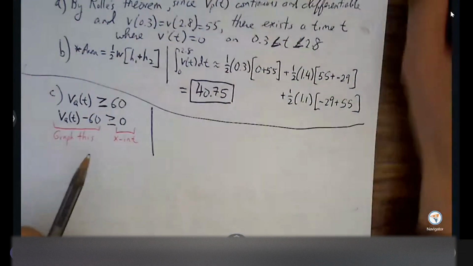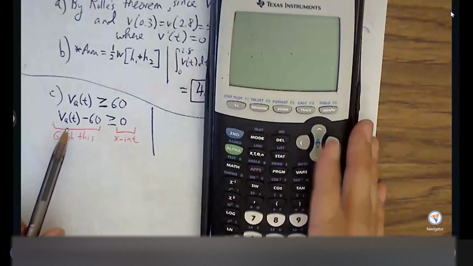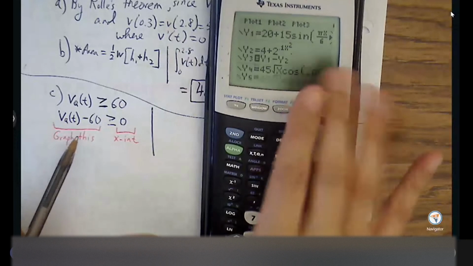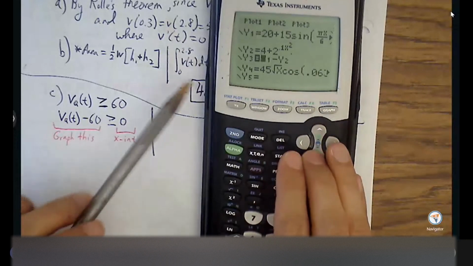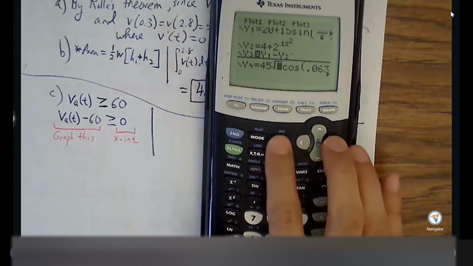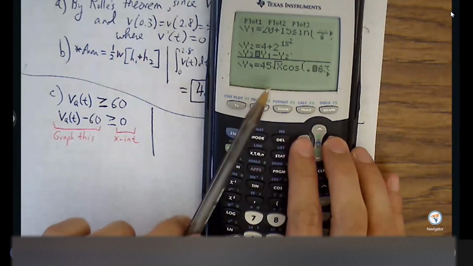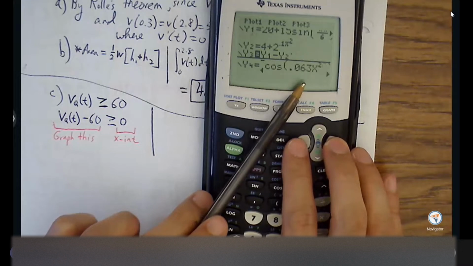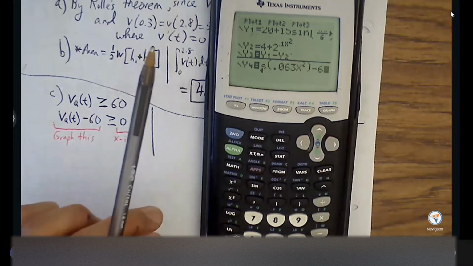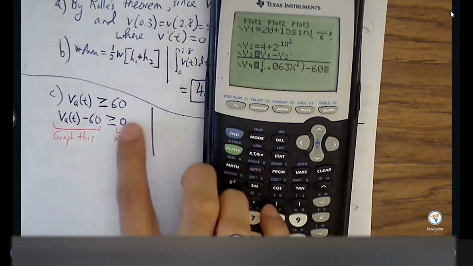So go to my calculator. I'm going to enter V of Q of t under Y4. You can erase the previous and do earlier Y1 or Y2, Y3 if you like. It's just, I'm going to use Y4. So V of Q of t is 45 root x cosine of 0.063 x squared. I'm also going to subtract 60. That way I can just graph this and look for the x-intercept.